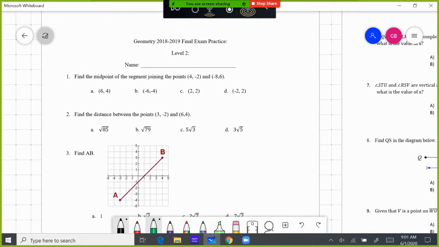So number one, and if at any point you want to volunteer for one of these problems, you're more than welcome to. I will keep a note, and then I'll give you extra credit for volunteering.